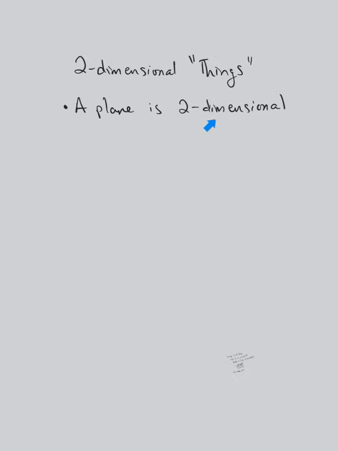Just remember we said that a plane is two-dimensional. Now, to understand how we can do this, let's go back to that line and make sure you understand the idea about what just went on there.